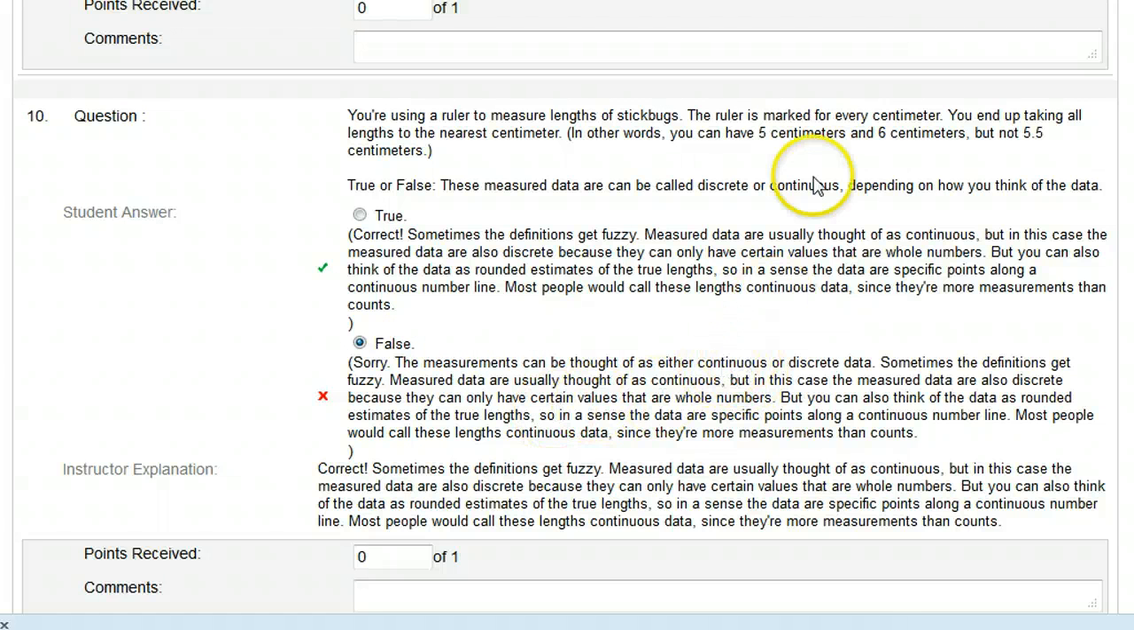So just say, well, even if they're describing it as discrete, if it is a measurement, you can also say continuous. And so in that case, that will help you distinguish that, yes, you can say continuous and discrete. I hope that helps. Let me know if you still have questions.